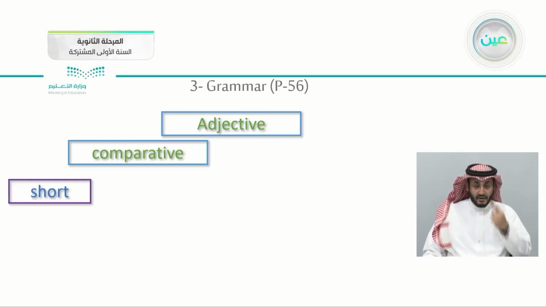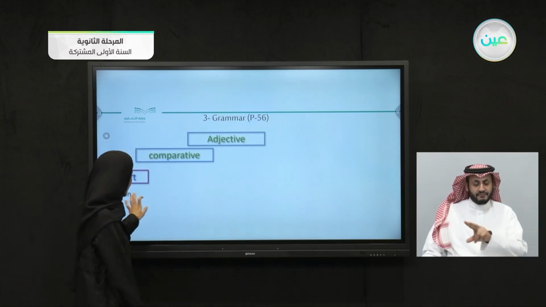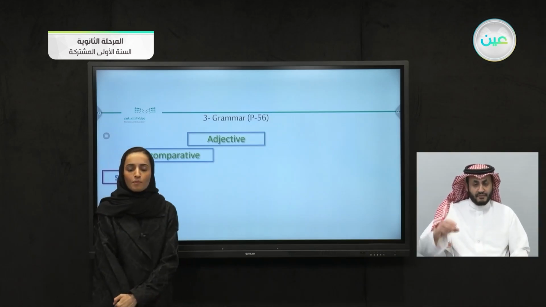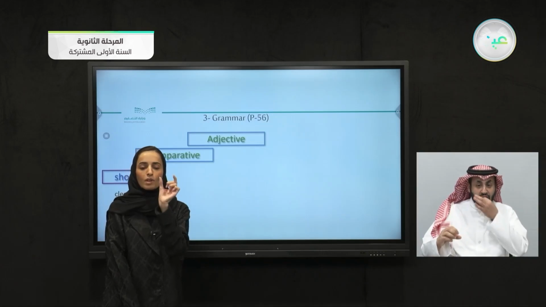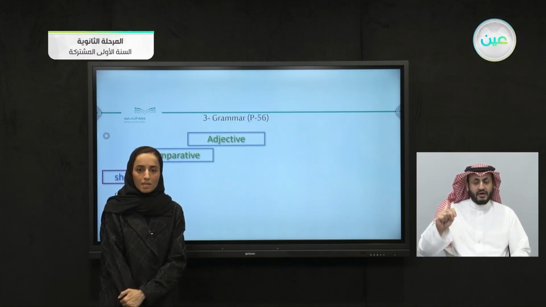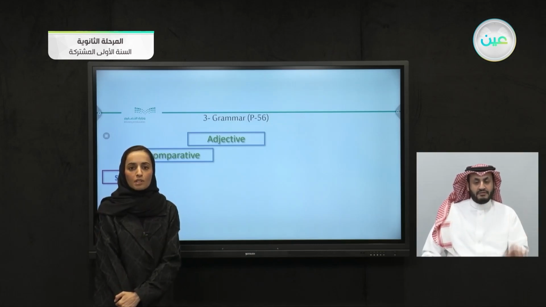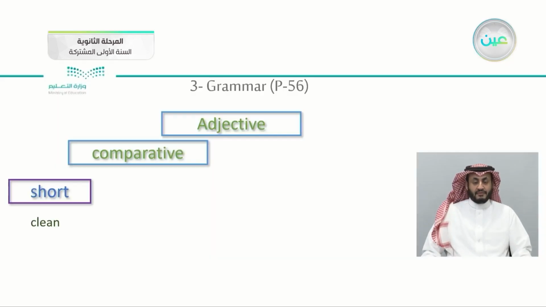Comparative, short adjective. What do I mean with short adjective? A short adjective that comes with one syllable. Like the adjective when I say clean. You will say it in one syllable. Clean. One breath. And if we're speaking about sounds, one vowel sound, which is the E sound. Not letters, sound. Clean. So, it is a short adjective, so I can add to it.